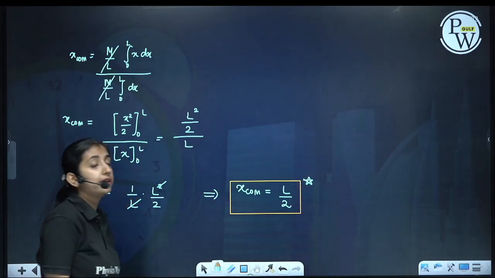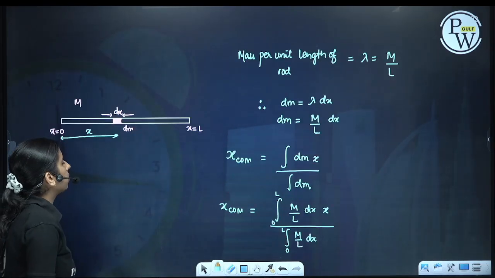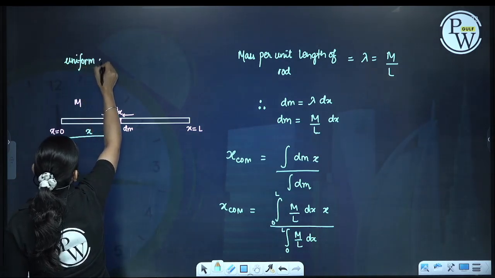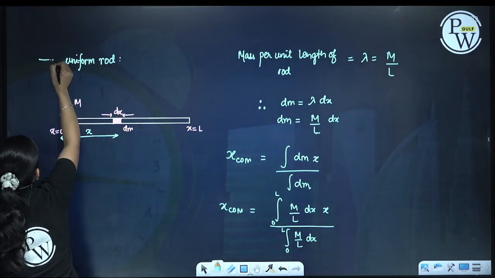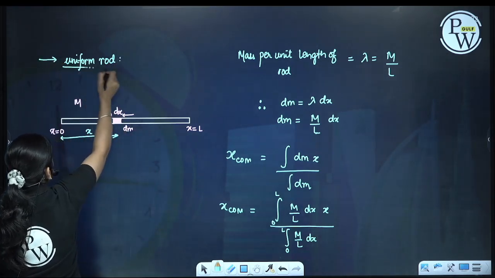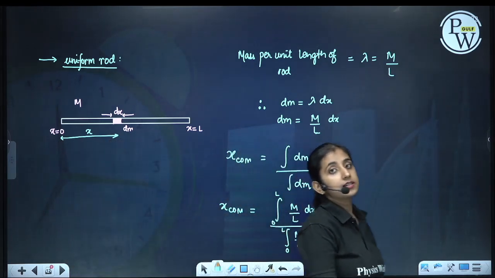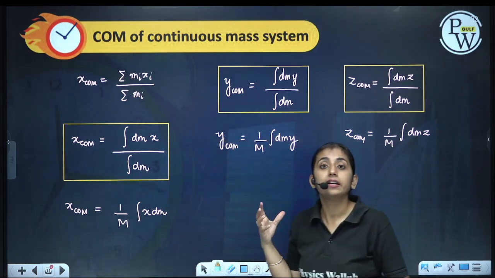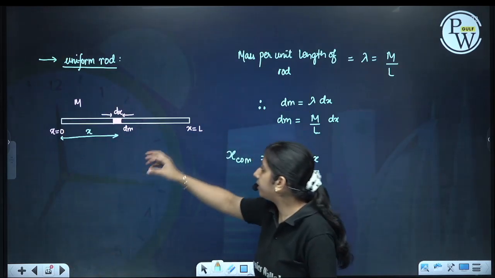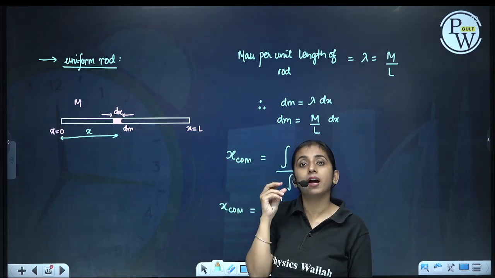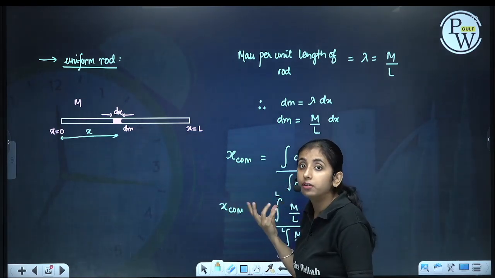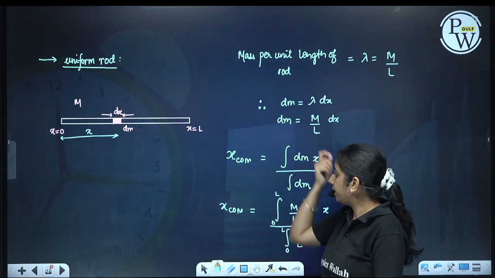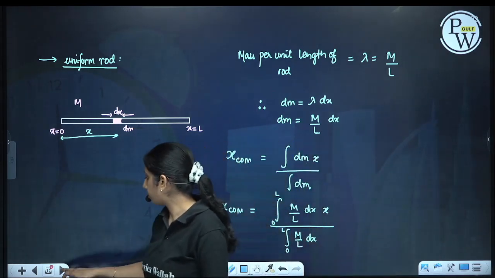This is how we calculate the center of mass in continuous mass systems. For a uniform rod, the center of mass is at a distance L by 2, that is half of its length. For continuous systems we write it in the form of integration. Consider a mass element dm having some length. If it is a disk, it will have some area. If it is a sphere, it will have some volume. Then calculate dm and then we can calculate the center of mass coordinate.